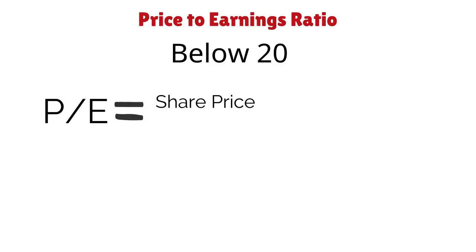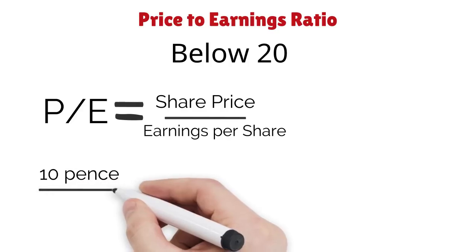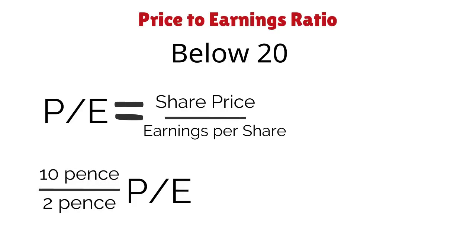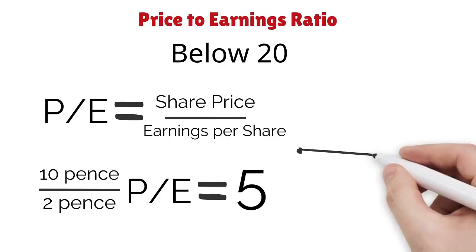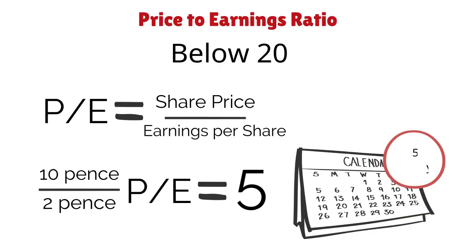Price to earnings is calculated as the share price divided by the earnings per share. For example, a share price of 10 pence and an earnings of 2 pence would give a price to earnings of 5, meaning it would take only 5 years for those earnings to cumulatively match the share price.